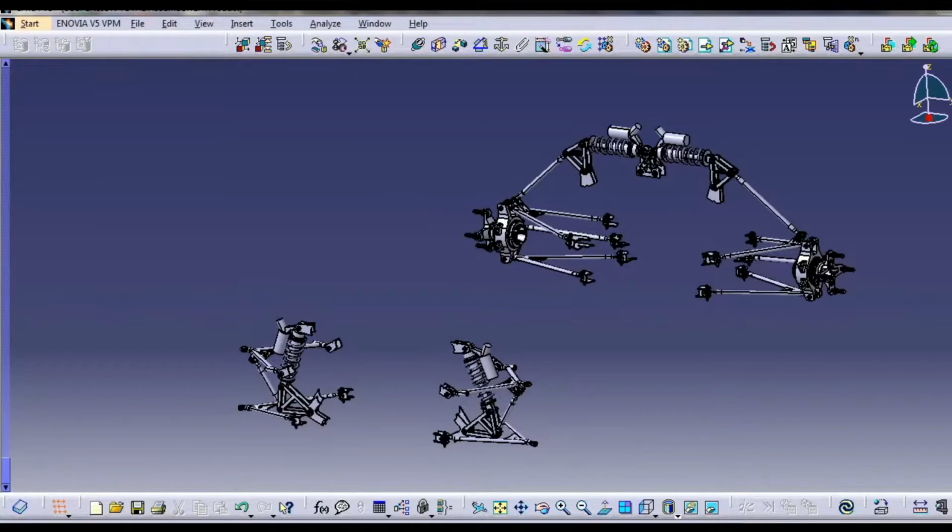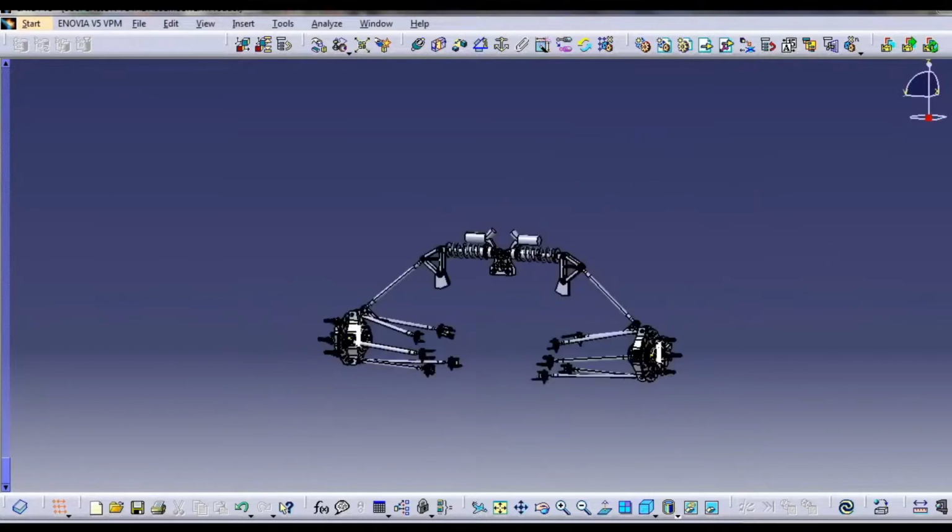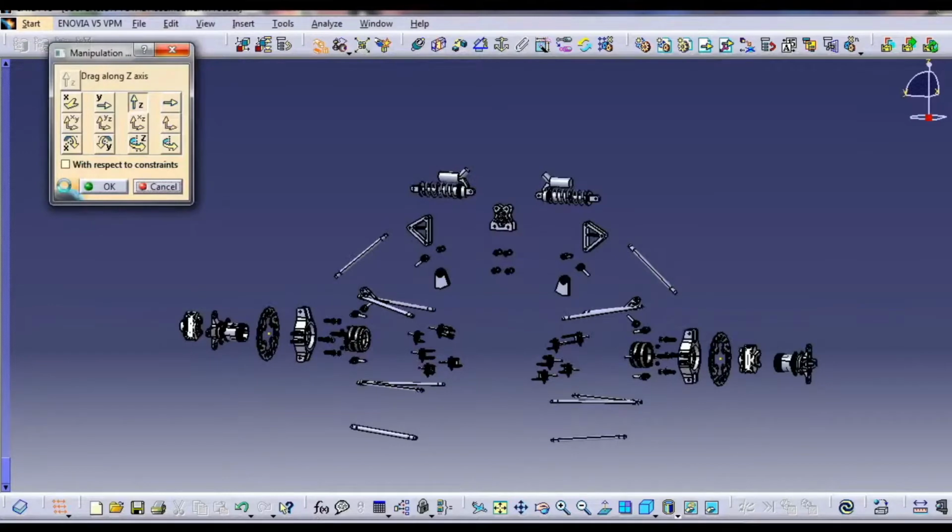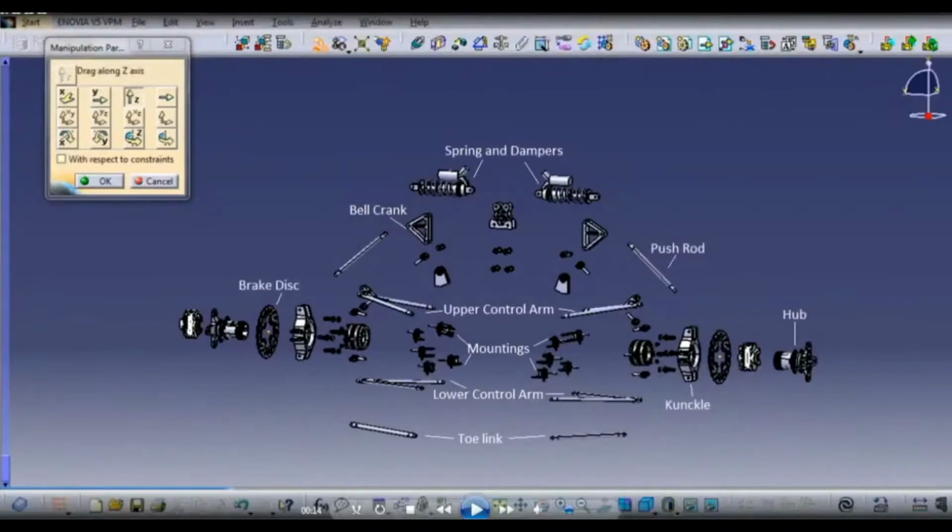In our vehicle, we have used the push rod geometry at the rear, because we were able to achieve the results which we wanted, and due to some space constraint caused by the transmission system. The rear suspension system is coming on the screen. These are the various parts of the suspension system. Please have a look.